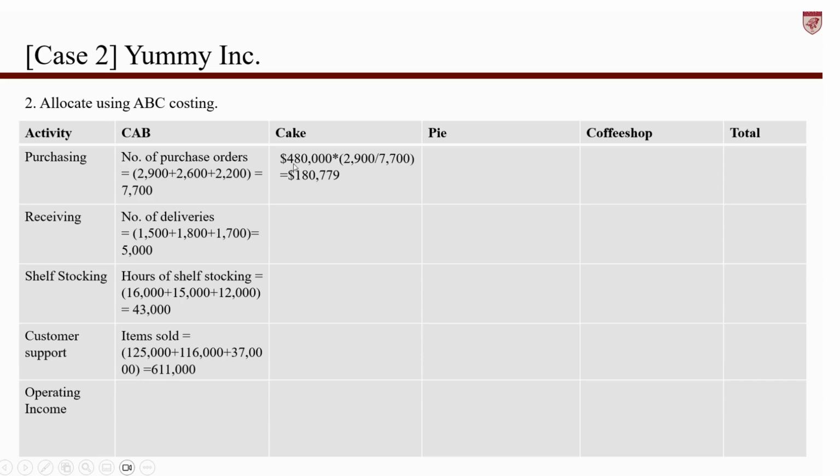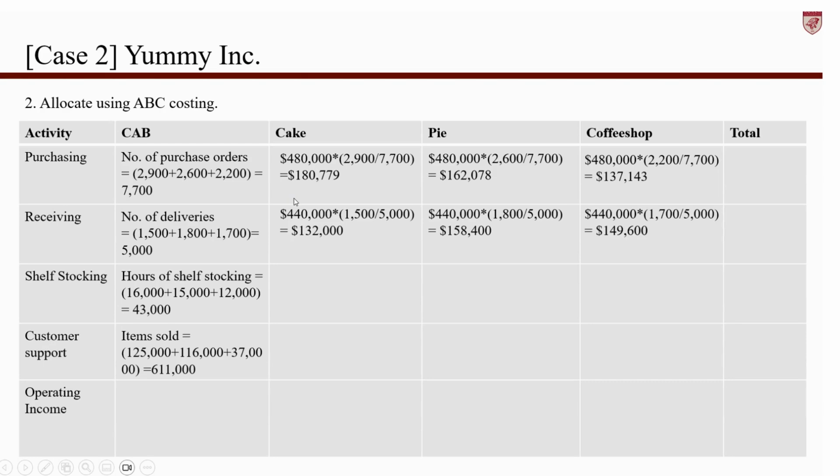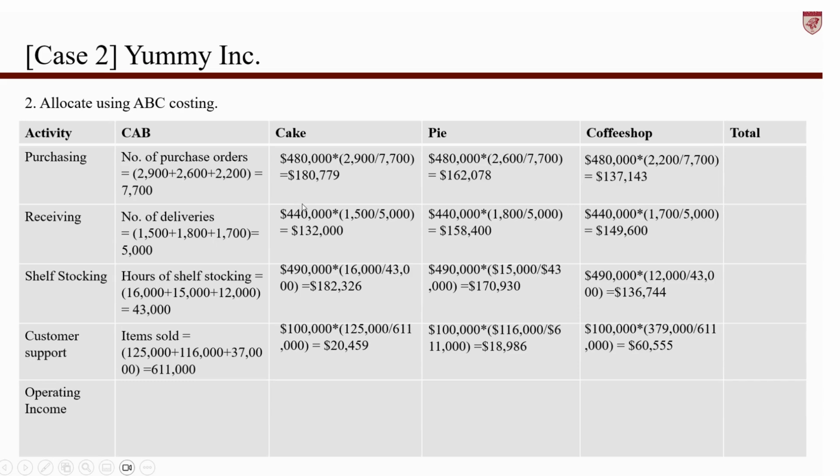Okay. So in this case, I have first summed up all the allocation bases, as you can see, by different activities. And then this is the number that we use as a denominator, and then calculate the proportion of each allocation basis used by different product lines, and then multiply by each activity cost pool. Okay. So I will show you the numbers, maybe pause a little bit and see if your numbers are in line with the numbers here.